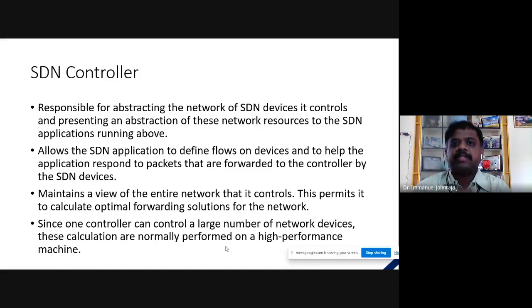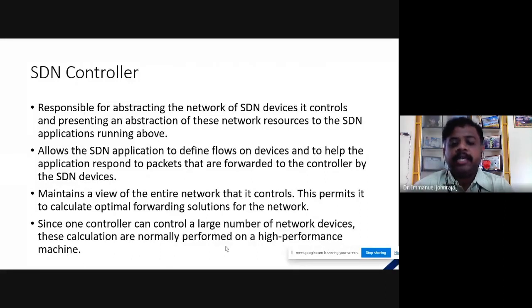It also presents the abstraction of these networking resources to the SDN applications running. We will speak about the SDN application shortly, but it is the interface between your SDN devices and the SDN applications. Second, it permits the SDN applications to define the flows on the devices, just to help them check what to do when a packet is coming in.